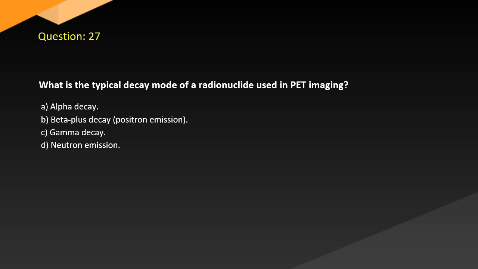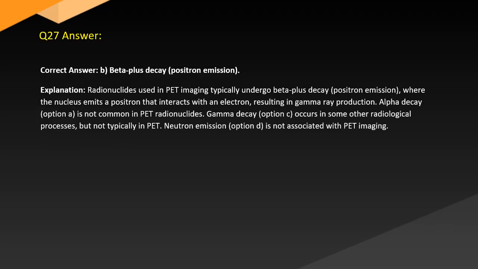Question 27. What is the typical decay mode of a radionuclide used in PET imaging? A. Alpha decay. B. Beta plus decay, positron emission. C. Gamma decay. D. Neutron emission. Answer. Correct answer, B. Beta plus decay, positron emission.